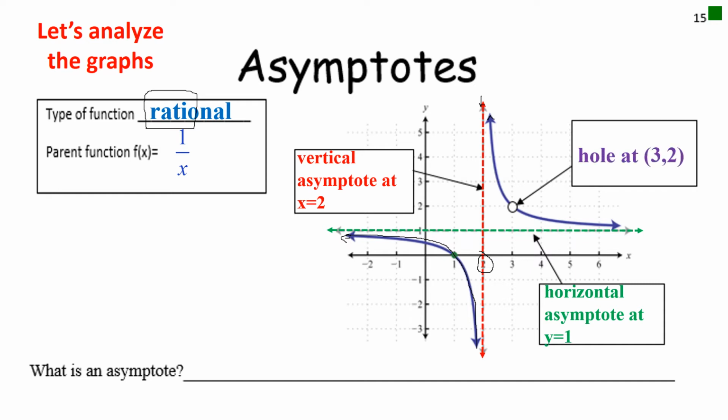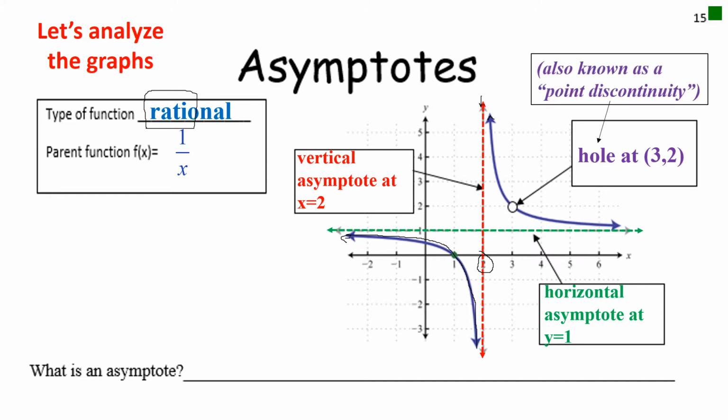Notice in this graph, there is a hole. There is an opening here. What is the location of that hole? Well, if I go over 3 and up 2, I found the location of the hole. We call that a point of discontinuity.